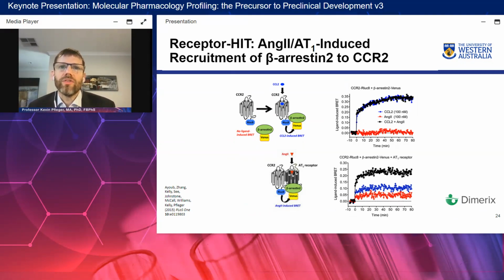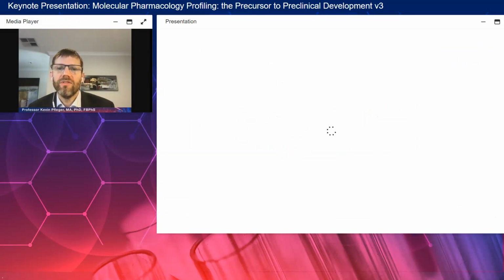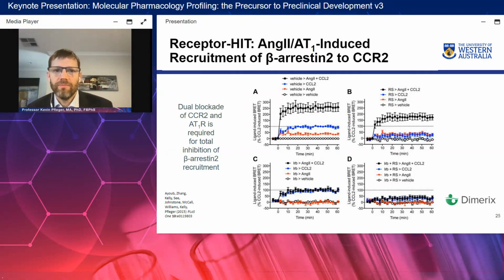Here we can see there's also recruitment of beta-arrestin to the CCR2, and in the presence of the AT1 receptor activated by angiotensin 2, we see this receptor-HIT signal. And interestingly, if you activate with both angiotensin 2 and the chemokine CCL2, you get this more than additive response. And this is indicative of heteromerization.